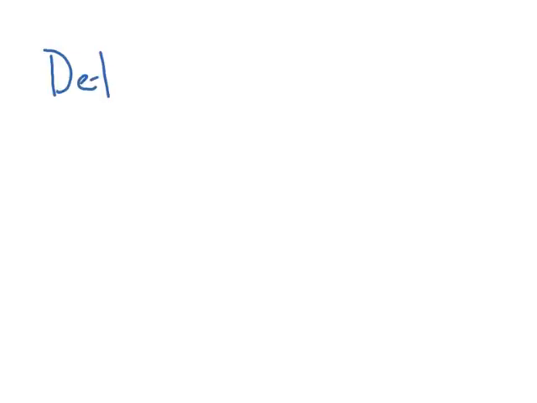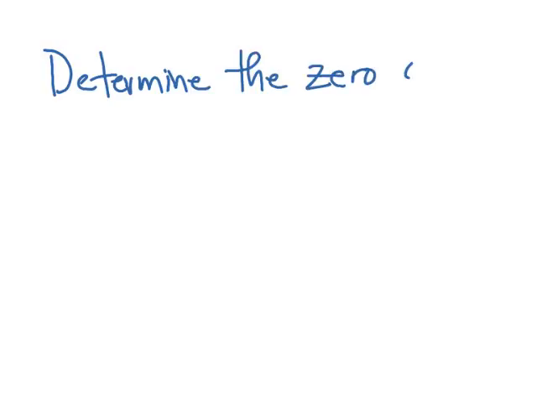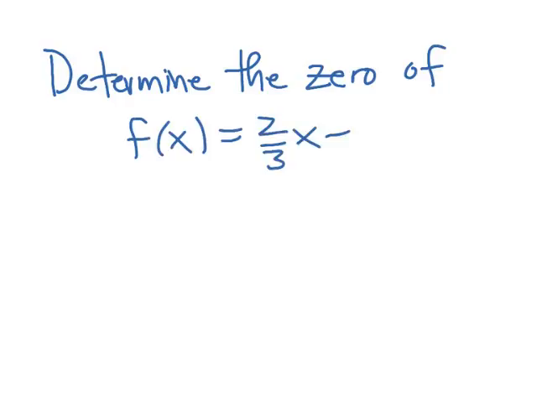Determine the zero of f of x equals 2/3 x minus 8. Determine the zero is another terminology for simply find the x-intercept. It's called the zero because instead of writing f of x, we write 0. So really, this is just asking you to solve the equation 2/3 x minus 8 equals 0.